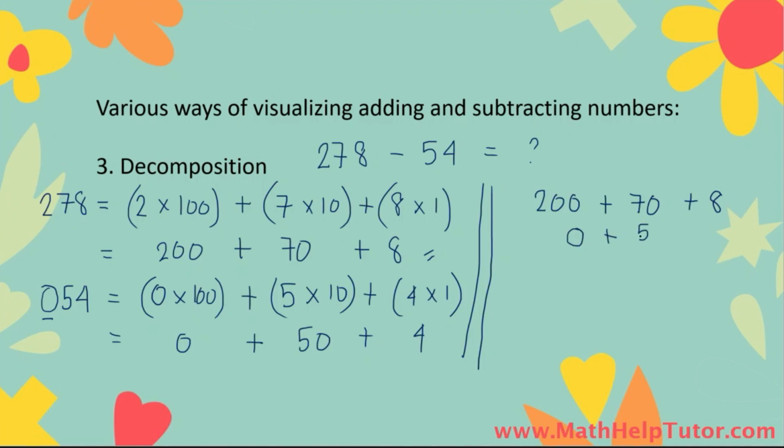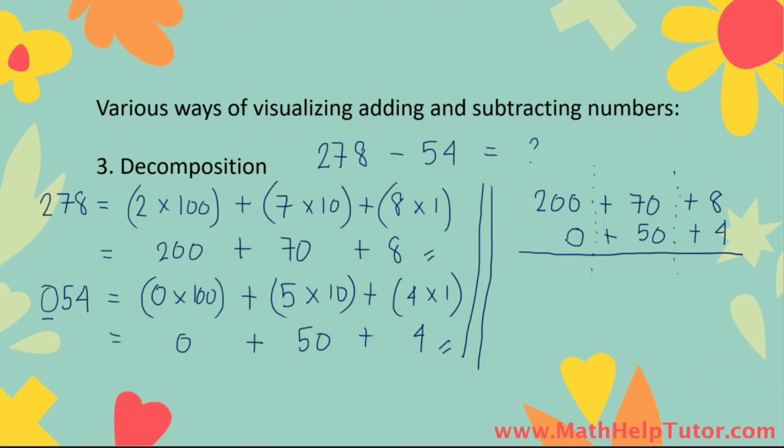Plus 50 plus 4. And we got that from here. So let's just draw a line to separate our answer from the decomposed versions of our numbers. So what we do is we subtract according to place. So we're going to subtract the hundreds separately from the tens and separately from the ones.